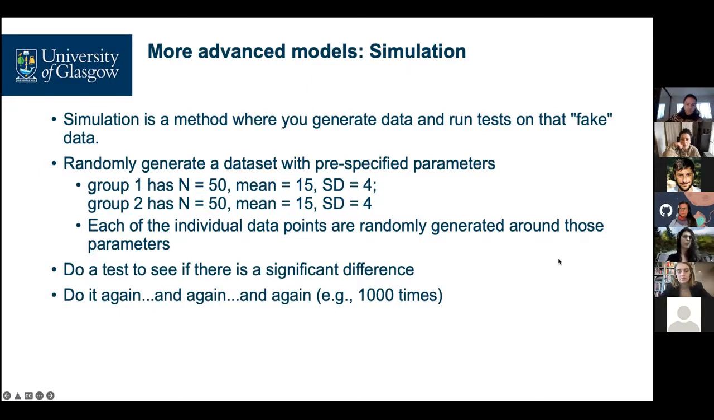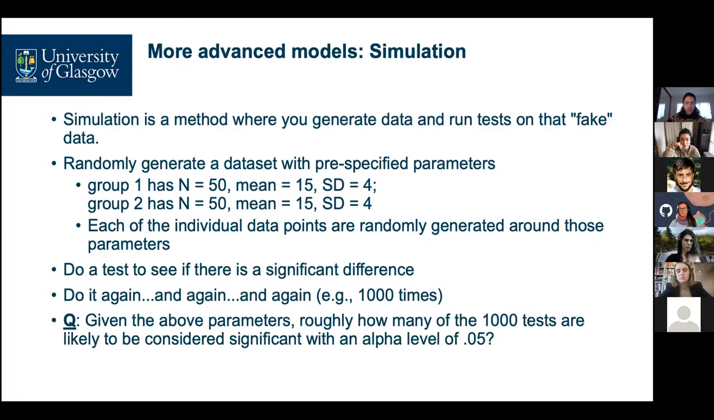gives us one output. But if we do that again and again and again, for example, say 1,000 times, so we generate 2 groups and do a test, generate a new 2 groups and do a test, and so on and so on. We keep doing that. And eventually we need to see how many of those tests are significant. So this is a question for you guys now in the chat.